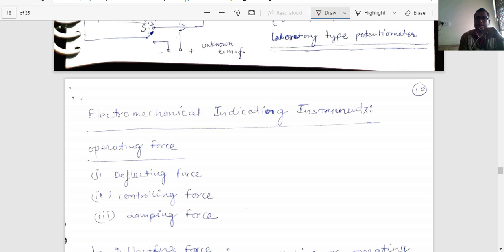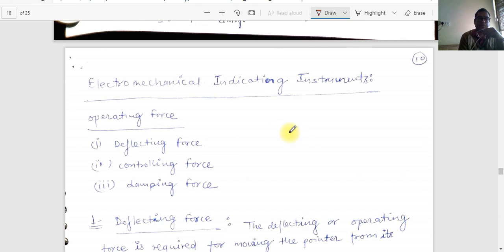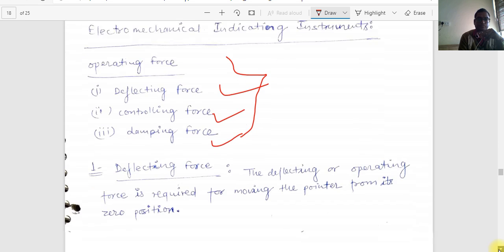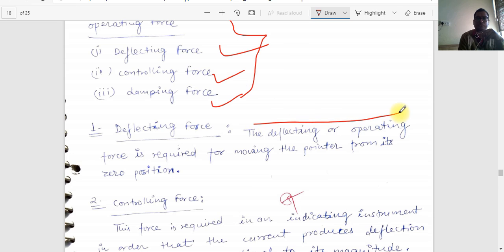What is the electromechanical indicating instrument? It actually has three forces: deflecting forces, controlling forces, and damping forces. What are the deflecting forces? The deflecting or operating force is required for moving the pointer from its zero position.